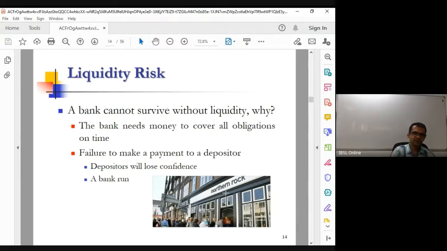Northern Rock definitely had some obligations to other banks in the UK. When Northern Rock fails, that means they cannot pay obligations to other banks. What would happen to other banks? They are expecting some cash inflow, fund inflow, and they don't get it. Then what would happen? They also face a liquidity problem. They may not be able to meet their obligations.